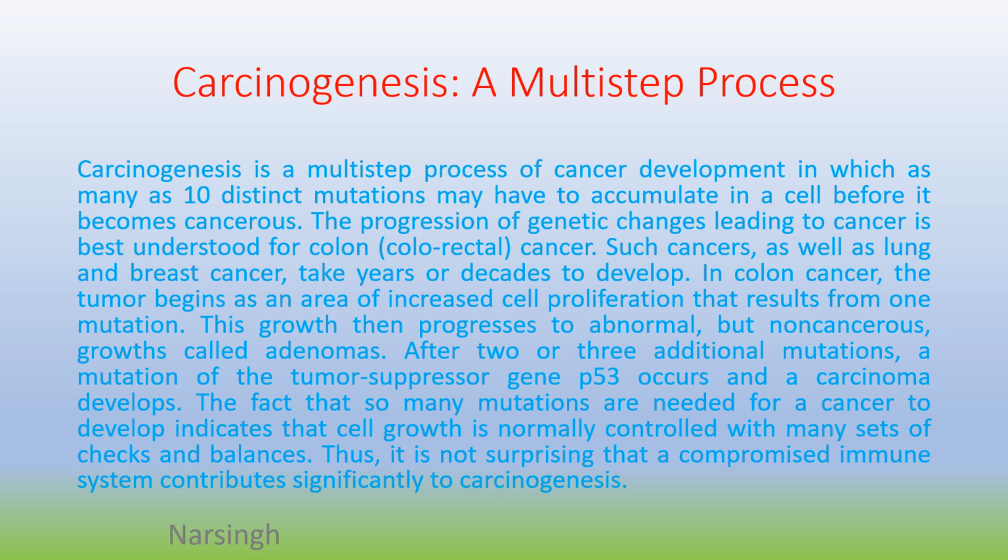In colon cancer, the tumor begins as an area of increased cell proliferation that results from one mutation. This growth then progresses to abnormal, but non-cancerous, growths called adenomas. After 2 or 3 additional mutations, a mutation of the tumor suppressor gene p53 occurs and a carcinoma develops. The fact that so many mutations are needed for a cancer to develop indicates that cell growth is normally controlled with many sets of checks and balances. Thus, it is not surprising that a compromised immune system contributes significantly to carcinogenesis.